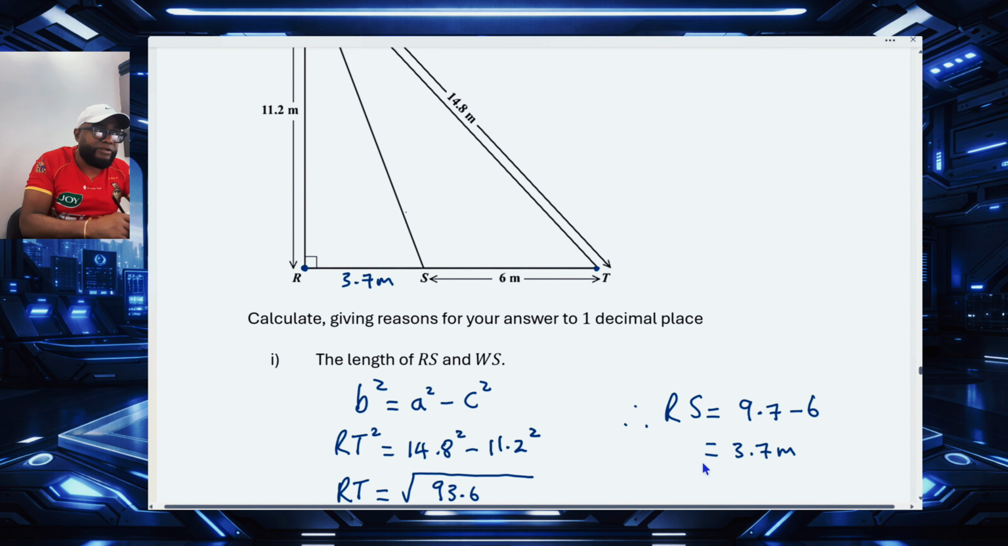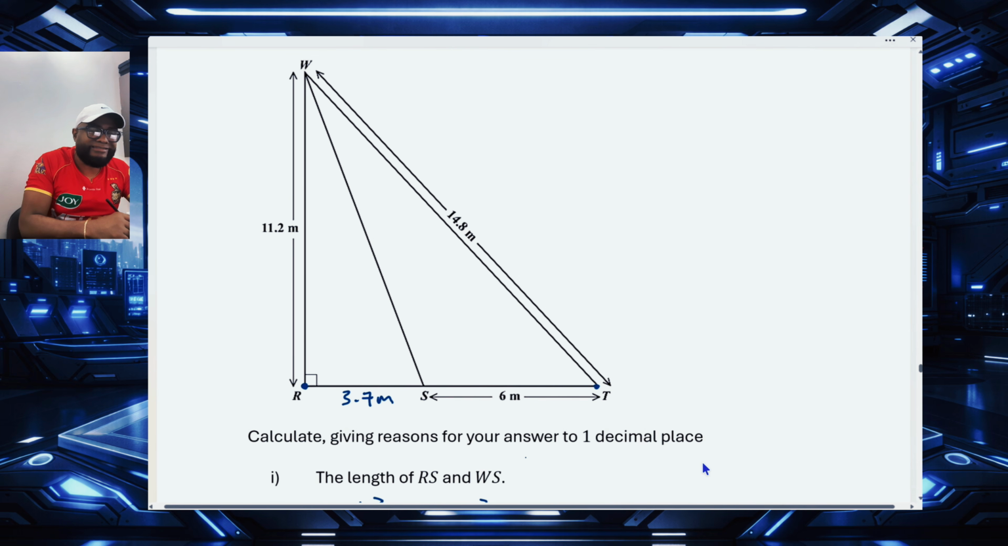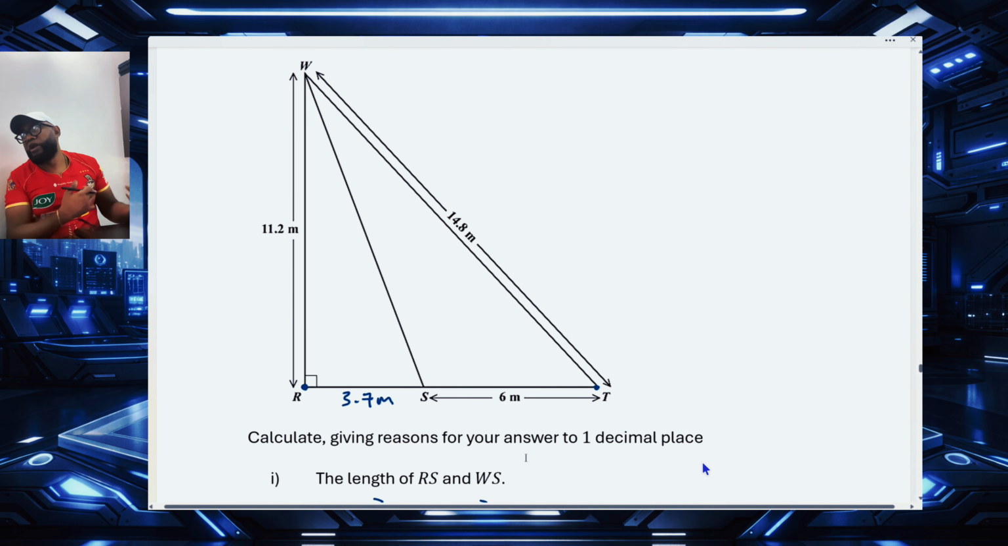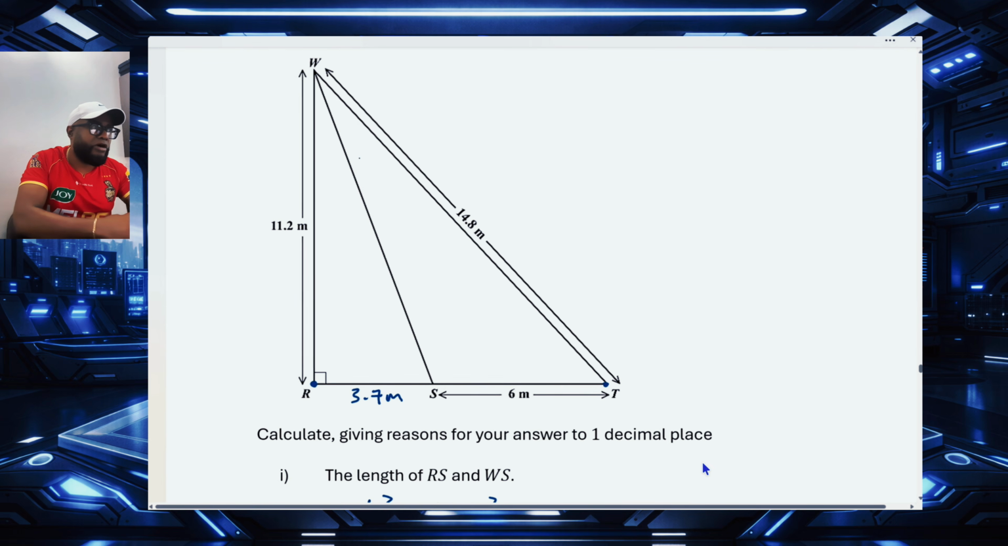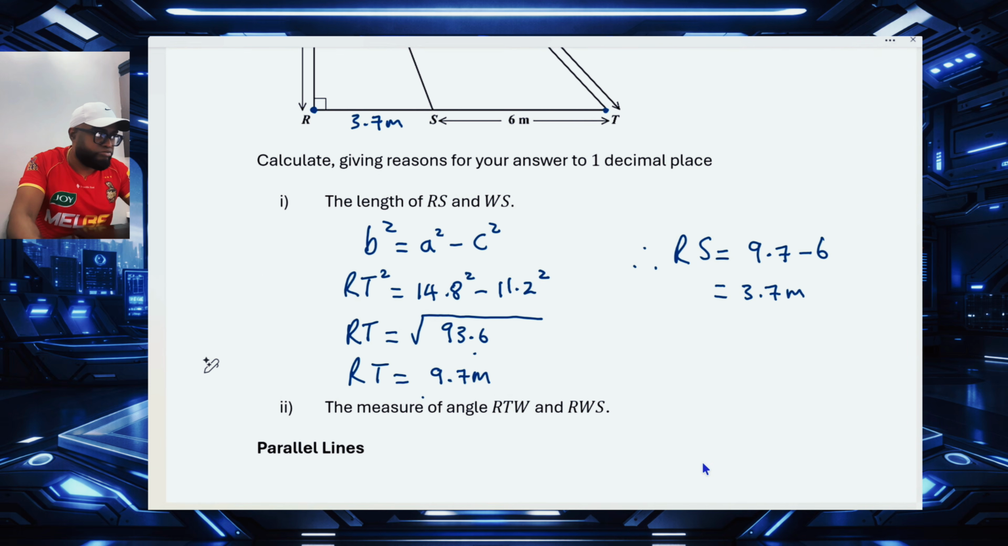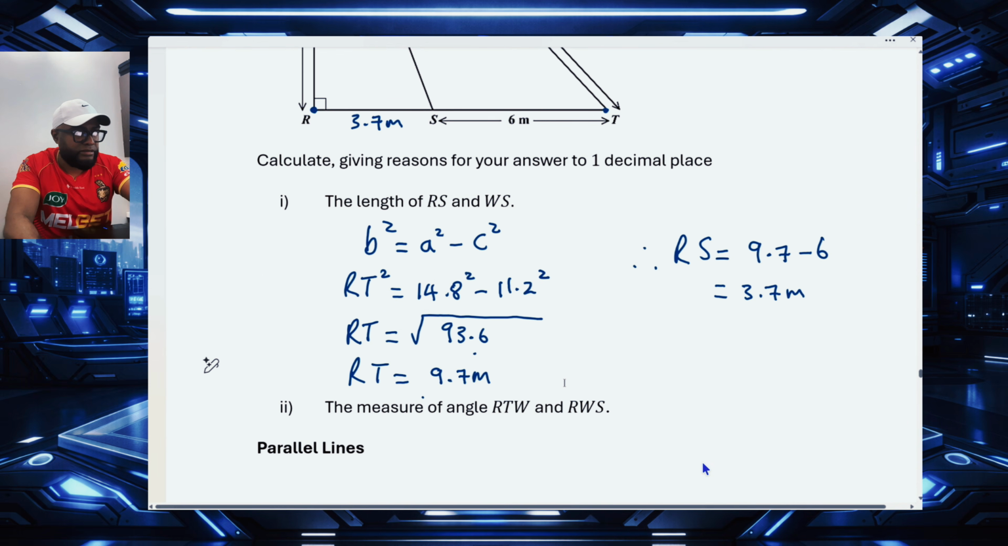The next thing they want us to find is WS. Focus on the smaller triangle now, right? WS will be my what? Come on. WS is my hypotenuse now. A question doesn't get much easier than this. Right? So there we go. Focus on WRS, that triangle now. So we want to find the hypotenuse, okay? So we go in, make some space here.